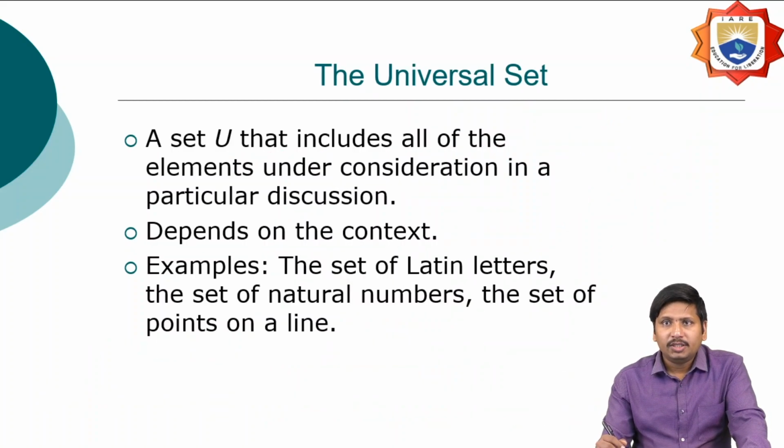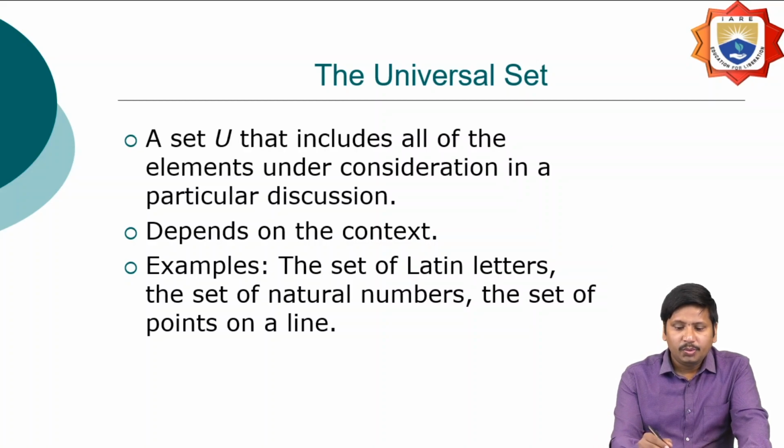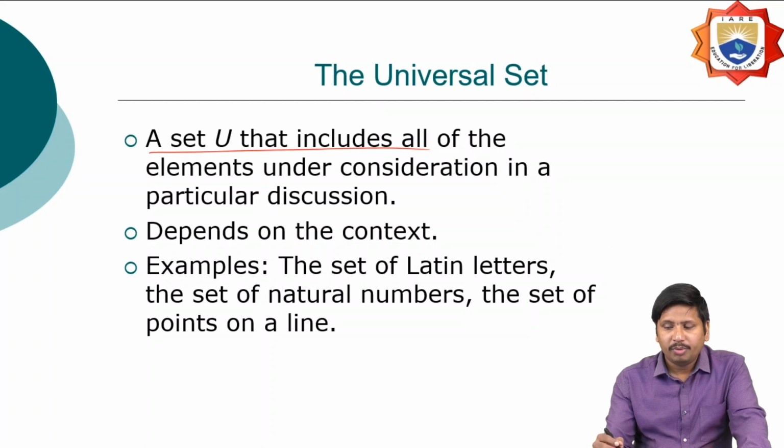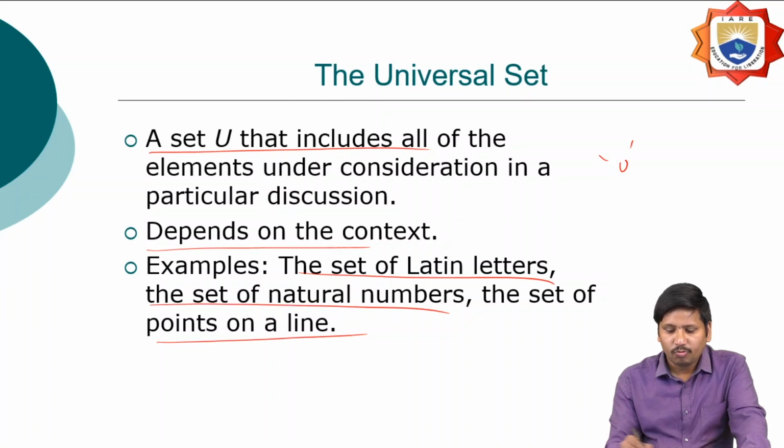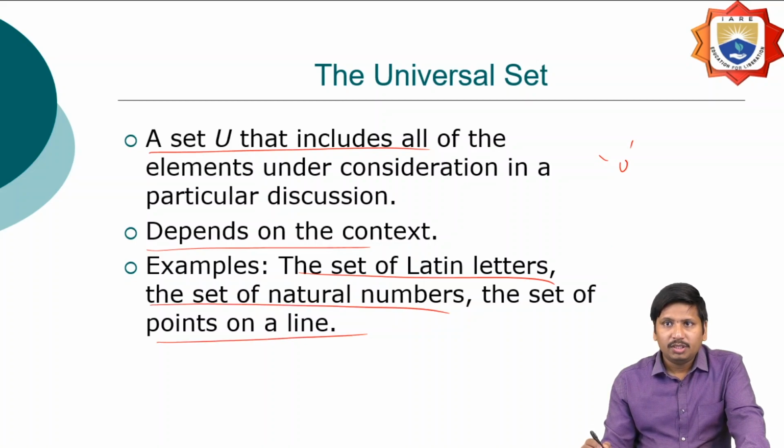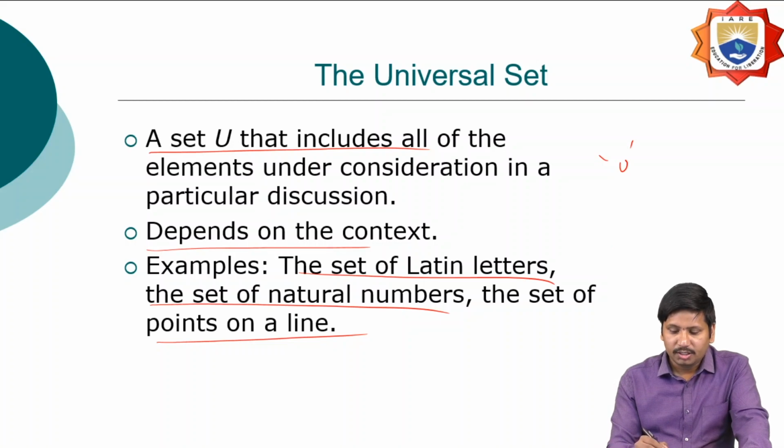And the next one is the universal set. So what is the universal set? The universal set is denoted by the symbol U, and it includes all elements under consideration in a particular discussion. So it depends on the context. For example, the set of Latin letters, the set of natural numbers, and the set of points on a line. All of these are treated as universal sets.